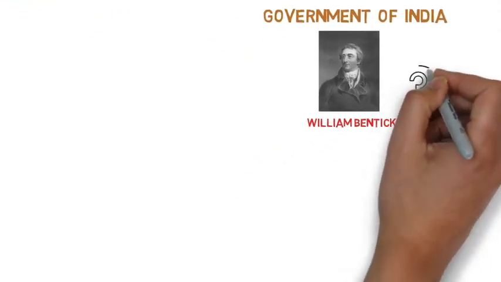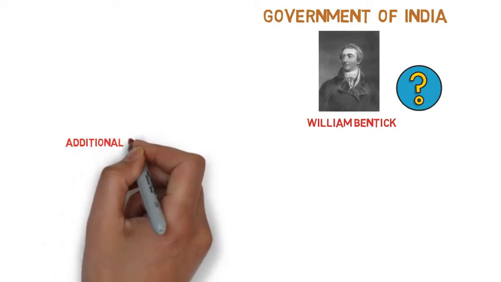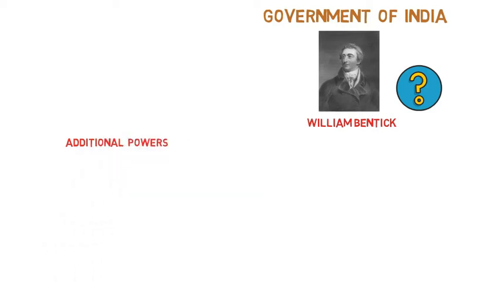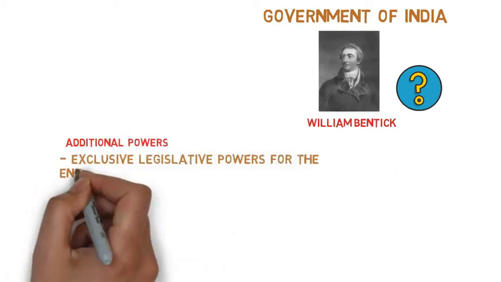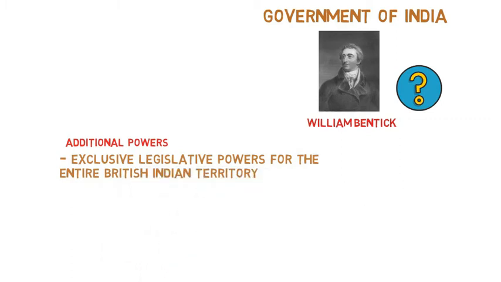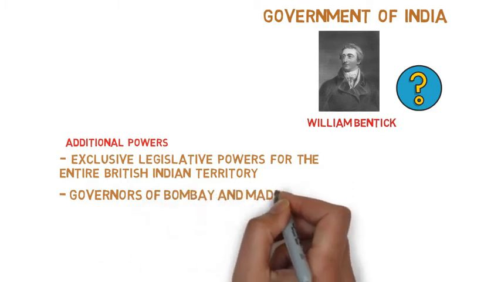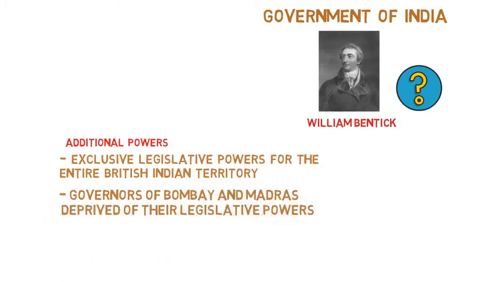So what additional powers were given to the Governor General of India? He was given exclusive legislative powers for the entire British India. This exclusivity meant that the governors of Bombay and Madras were deprived of their legislative powers. Earlier, the laws were known as regulations, but now the laws made by the Governor General of India were called acts.